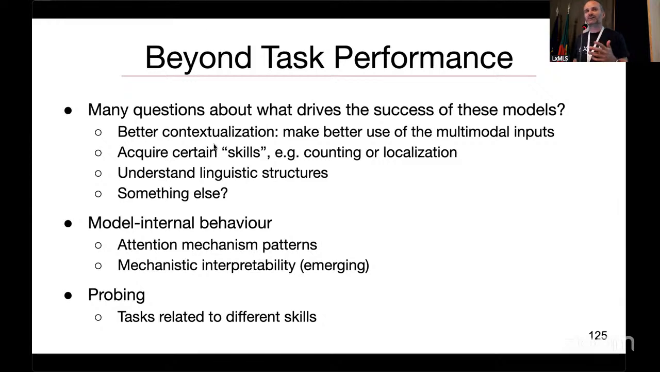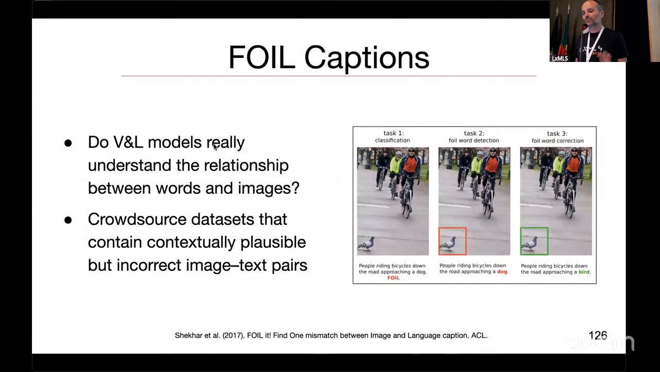And I've tried to categorize what I've seen in the literature and what I think are interesting directions. So most of the work here starts back in 2017 on FOIL captions, where people wanted to understand whether vision and language models really understand the relationships between words and images. Here they have an image of a pigeon or a bird next to some bicycles, and the FOIL caption is one where the pigeon is described as being a dog. And you want the model to demonstrate its language understanding to say it does not know what this is.